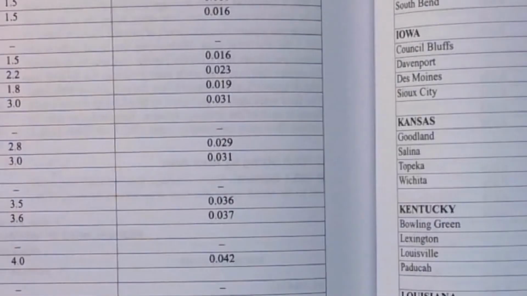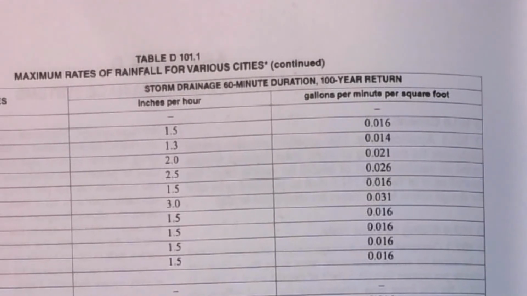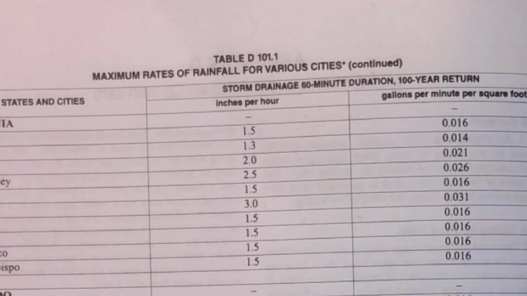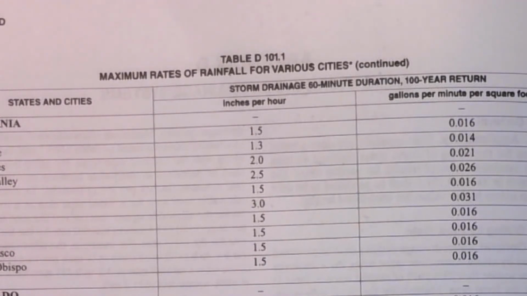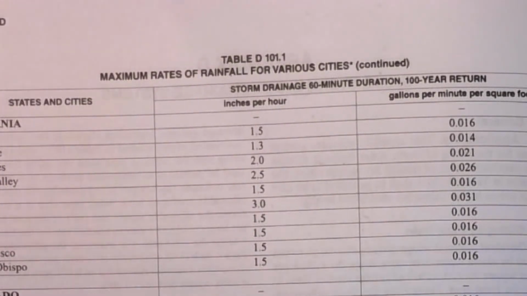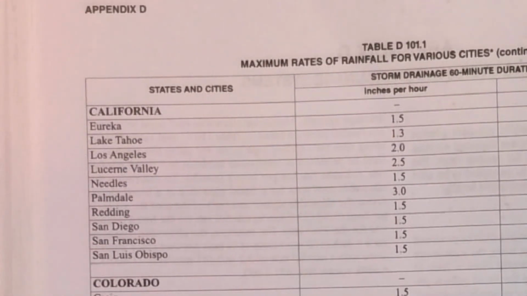We're going into Appendix D, and we're going to talk a little bit about this table. Maximum rates of rainfall for various cities, and it goes through several different cities throughout all 50 states. And this is the maximum rate of your rainfall. This is all based on a 60-minute duration and a 100-year return. So in other words, over the last 100 years, this is what we got, right? And we're going to size it based on your gallons per minute and how many inches per hour that you have. Okay? So you're going to pick, let's pick San Diego.